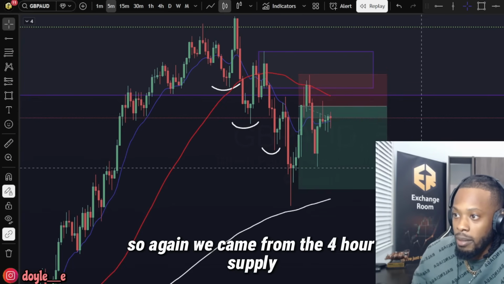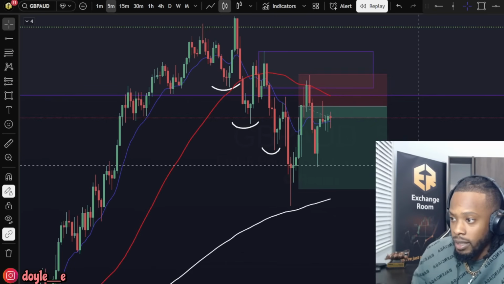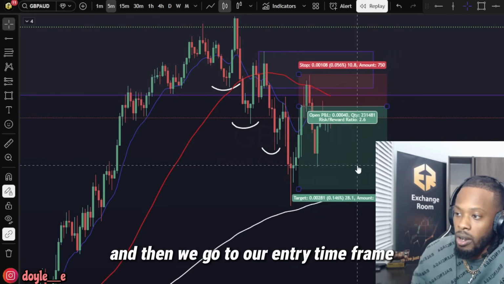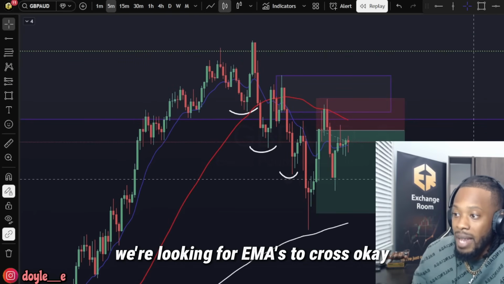So again, we came from the 4-hour supply. Okay, the daily is underneath the 13 EMA. The 1 hour was able to scale down from that 4-hour, and then we go to our entry time frame, which is the 5 minute, and we're looking for breaks of structure. We're looking for EMAs to cross.